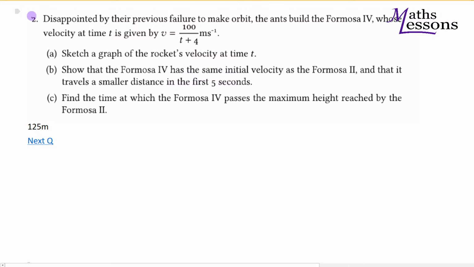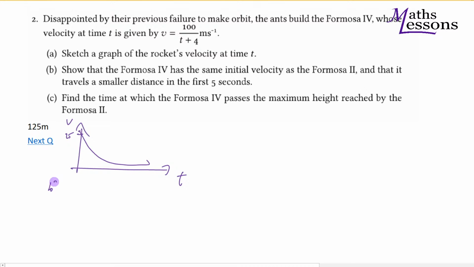Okay, hopefully that was enough time. So what we need to do is first of all sketch a graph of the rocket's velocity against time t. We've got the velocity on this axis and the time on this axis. What we can see is a sort of 1 over x type graph where at t equals 0, the velocity is 25, and it's going to be decreasing because as t gets bigger this is going to get smaller over time.